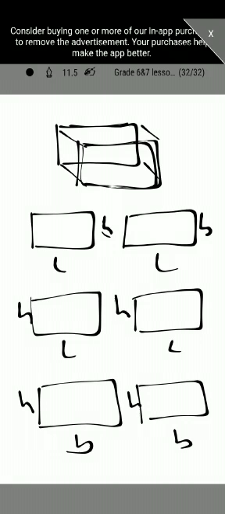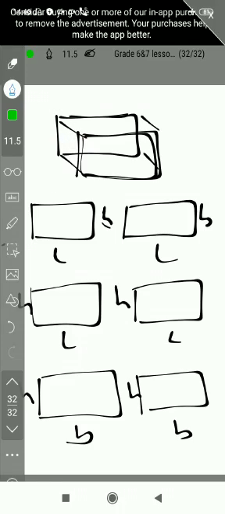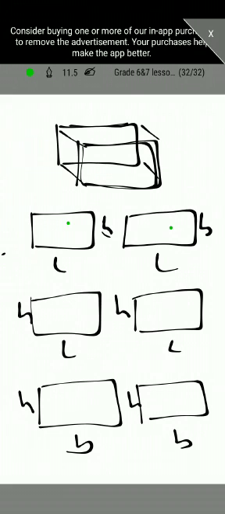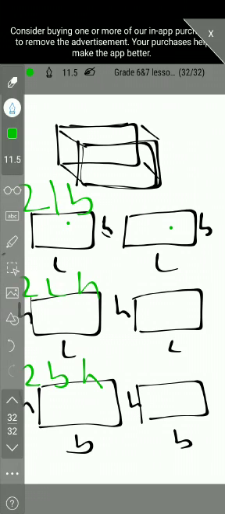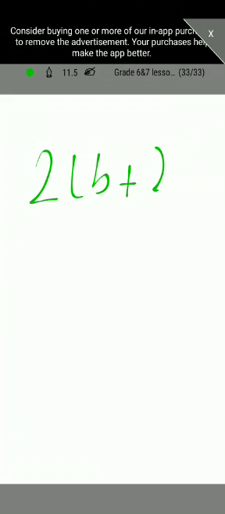See here we have 6 faces and each face has a different dimension. 2 faces of length and breadth, 2 faces of length and height, 2 faces of breadth and height. So to discover the formula, we have 2 faces of length and breadth, then the sum of 2 faces of length and height, and then 2 faces of breadth and height.